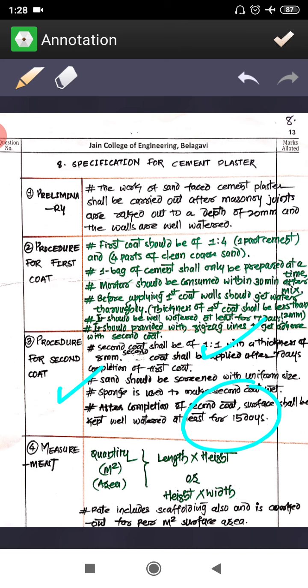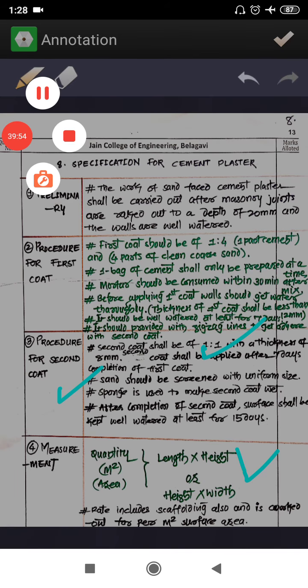How to measure it? It is a superficial area work. Means you are going to use the length and height only, or width and height only, to get the quantity. And the rate will include the scaffolding work, whatever we are going to take, right? So this is a meter square item that you have to keep in mind.